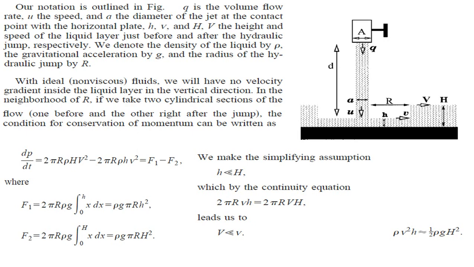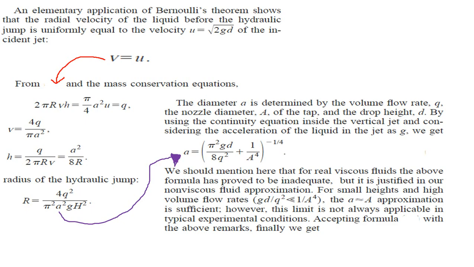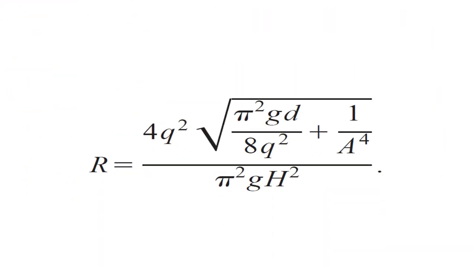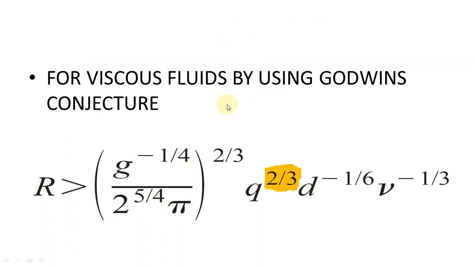You can pause the video and write it down also if you want to. It is a basic proof. So this is the radius function, you can note that also. And for a viscous fluid, by using Godwin's conjecture, we can prove it. This is the gravitational acceleration. Here you can see the Q to the power 2 by 3, where Q is the flow rate, and the dependence of 2 by 3. I just proved that here.